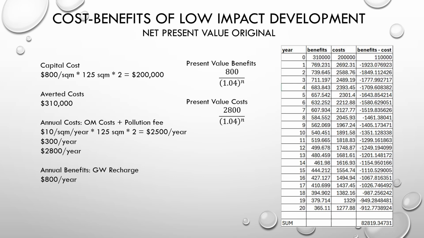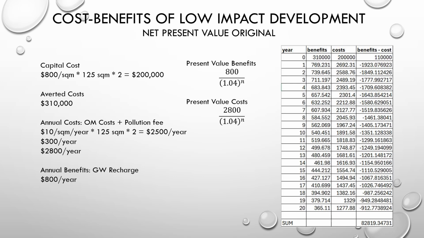Here we find the initial capital cost and the initial averted costs. So for the capital cost, we have $200,000 price for the project, and the averted cost is $310,000, which would give us a net positive of $110,000. The annual cost of the operation and maintenance plus the pollution fee will come out to $2,800 per year, and the annual benefits of the groundwater recharge would be $800 per year.